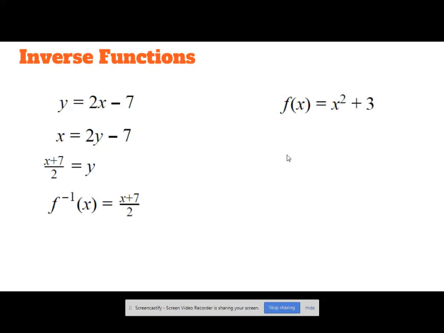f of x equals x squared plus 3. If you think you got this, pause it. Try this one on your own. I gave you a chance to pause it. So try it on your own, see if you can get it, but I'm going to walk through it here.